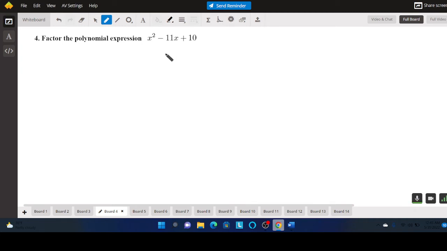Number 4, factor the polynomial expression, x squared minus 11x plus 10. First, look for a greatest common factor. There is none. So this trinomial, we can attempt to factor into 2 binomials, x and x. We need factors that multiply to 10 and add to negative 11. That'll be a negative 10 times a negative 1.